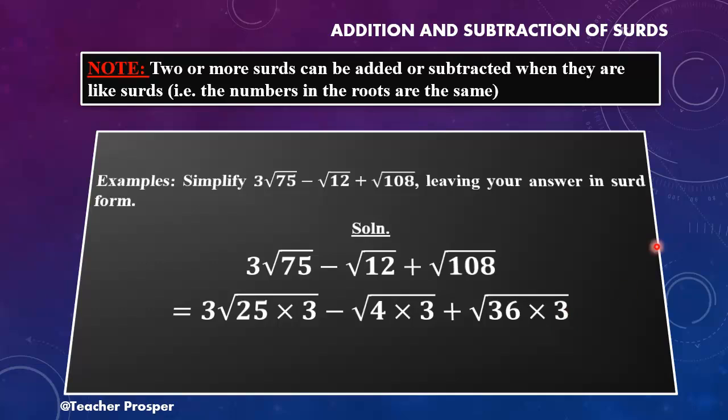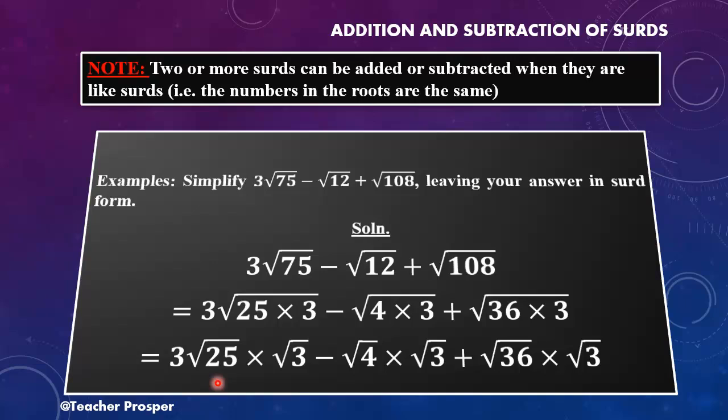Now, to simplify this further, we're going to break it down and then make the square root of 25. Then we'll separate this one to a square root of 3. Then we'll have square root of 4 and separate this as square root of 3. Then we'll have square root of 36, and then this is separated as square root of 3.